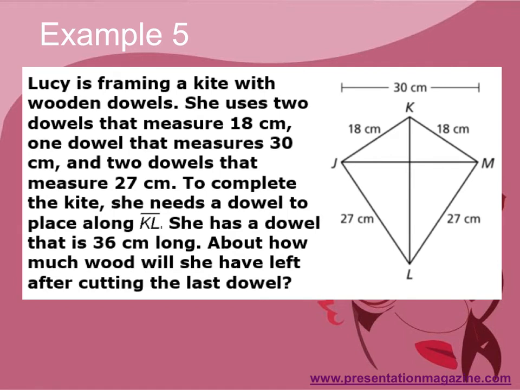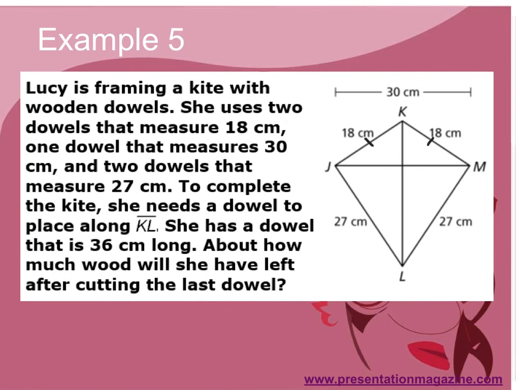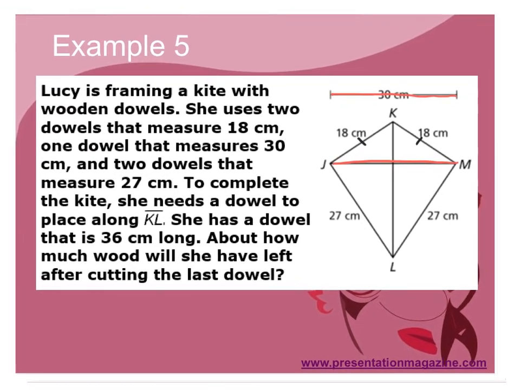All right, Lucy is framing a kite with wooden dowels. So she's literally just laying wooden rods across some paper or whatever, plastic, I don't know. She's trying to make an actual kite. She uses two dowels that measure 18 centimeters. So here's 18 and 18. The dowel that measures 30 centimeters. So 30 centimeters, by the way, they're saying it goes from left to right. They're talking about this. That's 30 centimeters. Two dowels that measure 27. That's this and this. To complete the kite, she needs a dowel to place along KL.